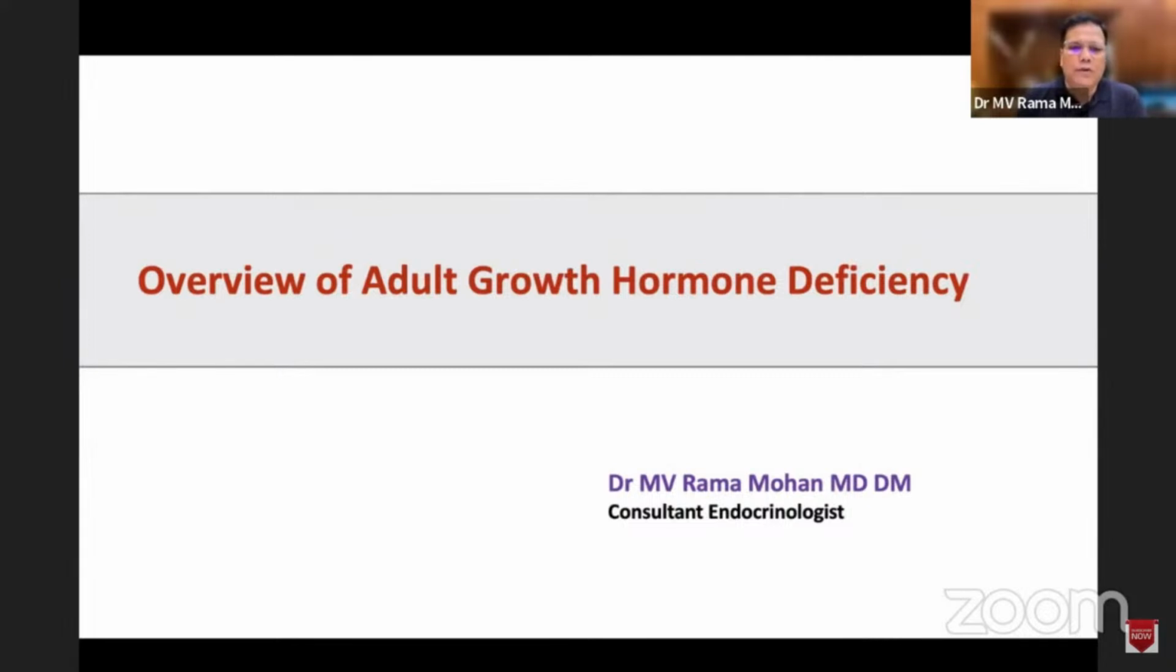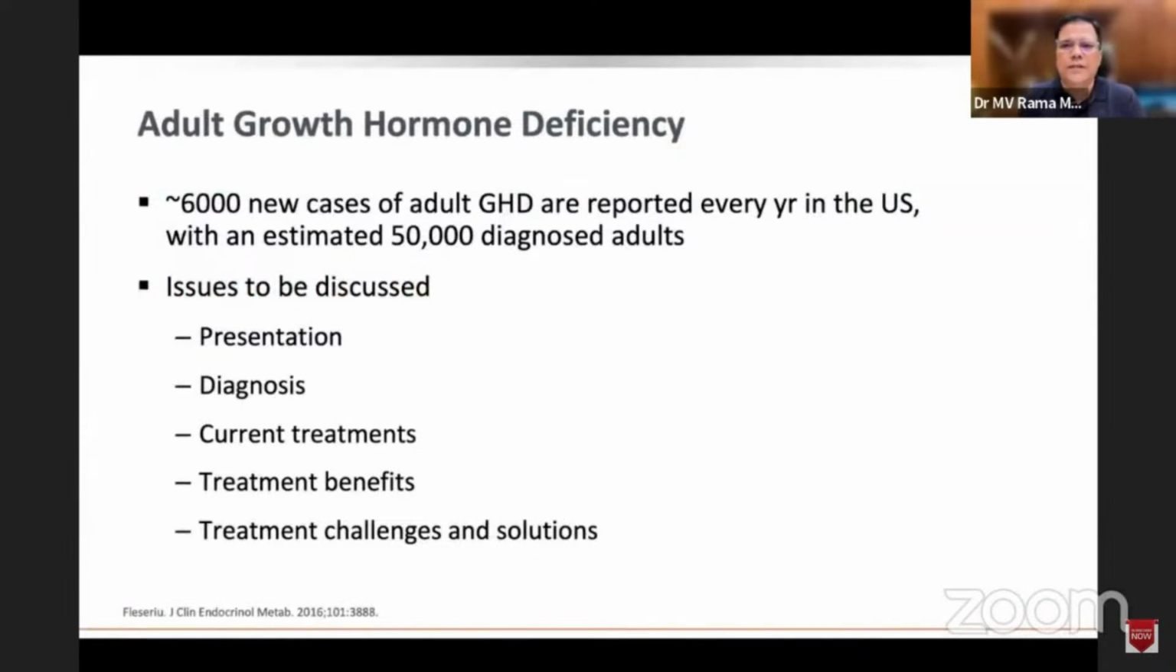So, today my topic is an overview of adult growth hormone deficiency. We know that we deal with growth hormone deficiency in children regularly. The new entity is called adult growth hormone deficiency, where more and more cases are added every year. In the next 15 to 20 minutes we will discuss how adult growth hormone deficiency presents to us, how to diagnose it, what the current treatment modalities are, what the benefits of treatment are, and how to go about the challenges related to these treatments and their solutions.